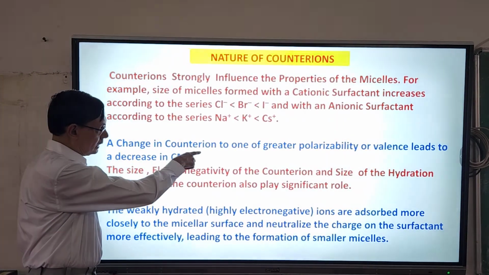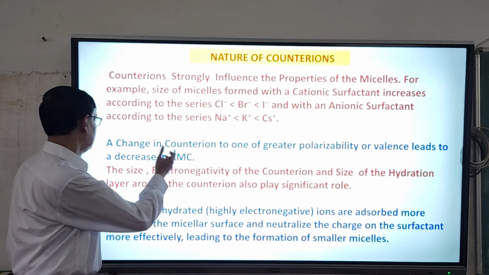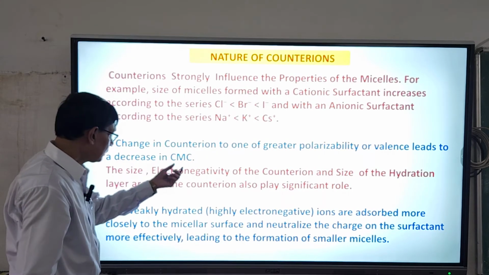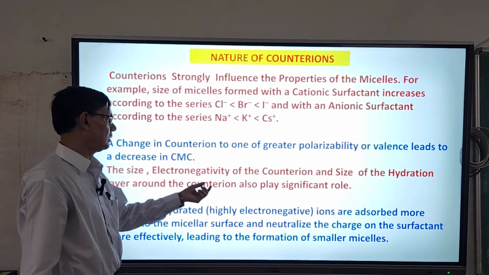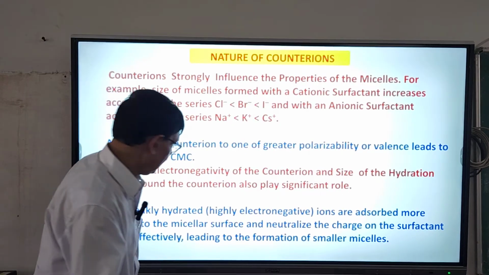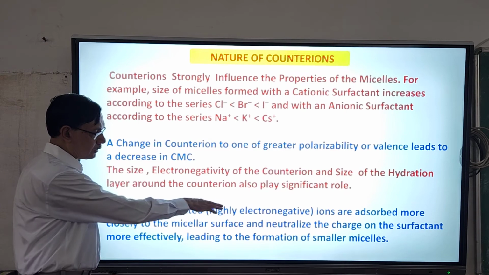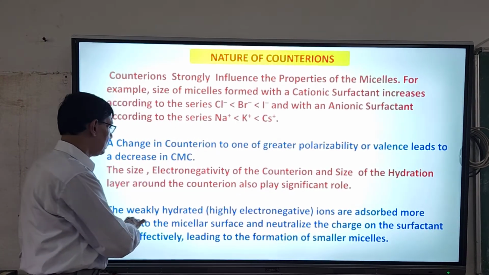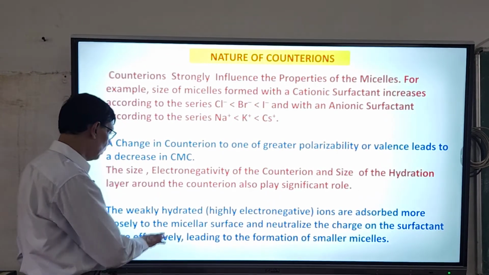A change in counter ion to one of greater polarizability or valence leads to a decrease in the CMC. The size, electronegativity of the counter ion and the size of the hydration layer around the counter ion also play a significant role. One of the reasons is that weakly hydrated, highly electronegative ions are adsorbed more closely to the micellar surface and neutralize the charge on the surfactant more effectively.